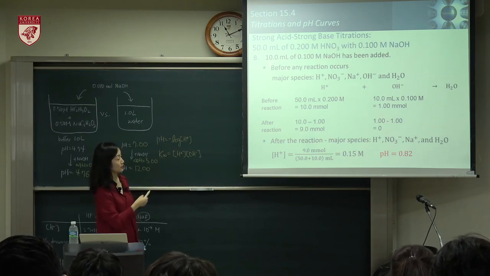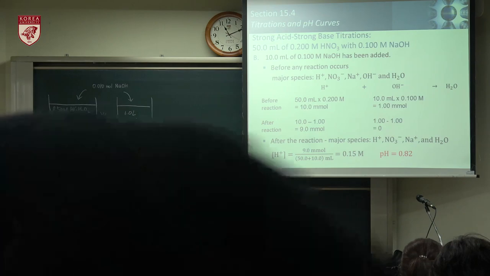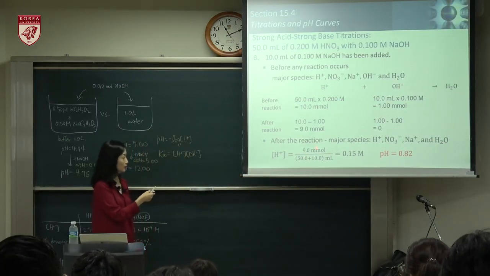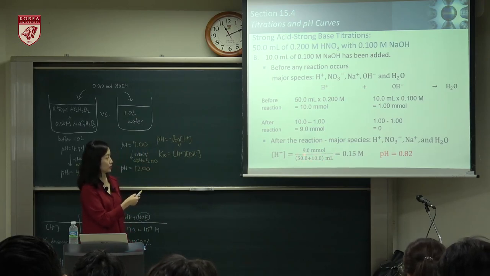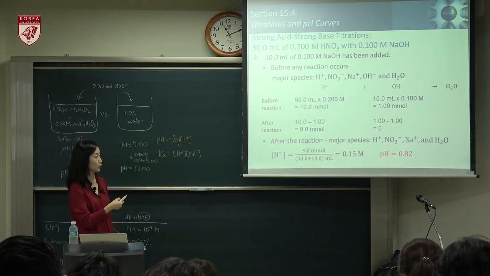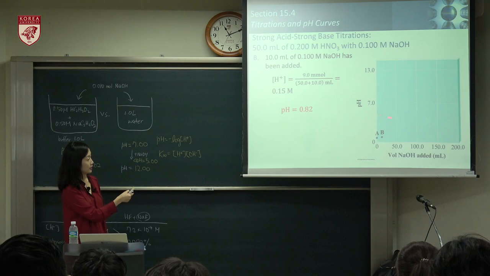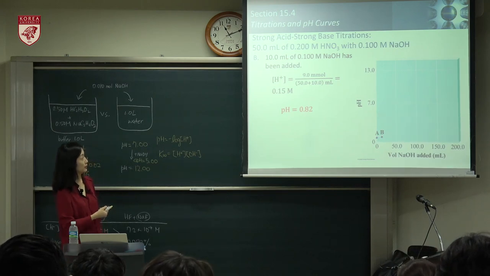So it's 10.0 mL, okay? So we have 60.0 milliliters in this solution. So the concentration becomes 0.15 molar, and the pH is 0.82, okay? If we mark point B on the pH curve, it's right here, okay?